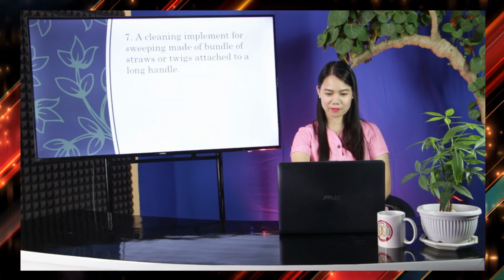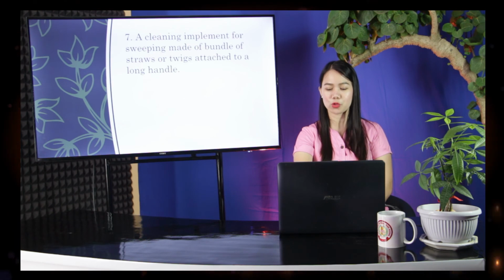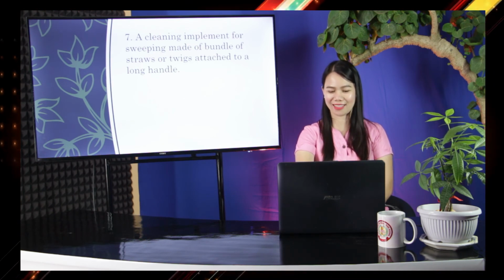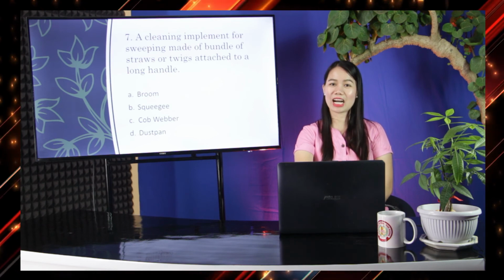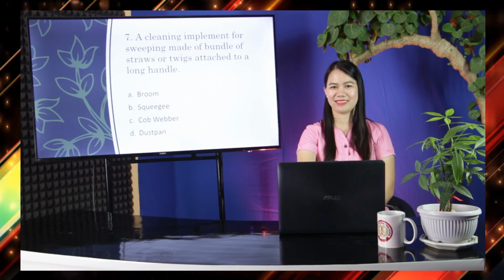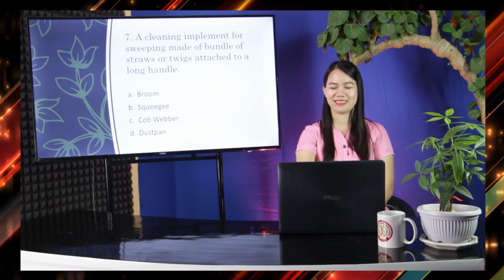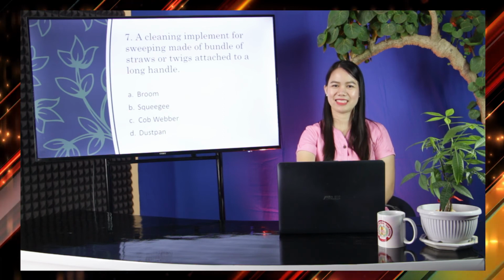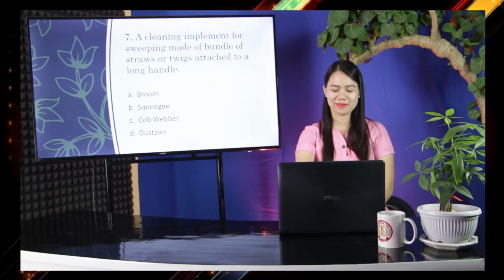Number 7. A cleaning implement for sweeping made of a bundle of straws or twigs attached to a long handle. A. Broom, B. Squeegee, C. Cobwebber, D. Dustpan. The correct answer is letter A, broom.